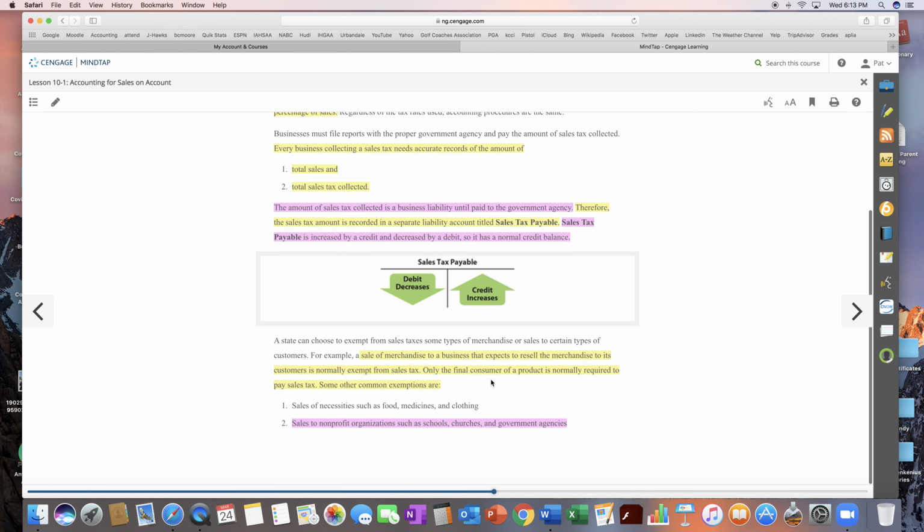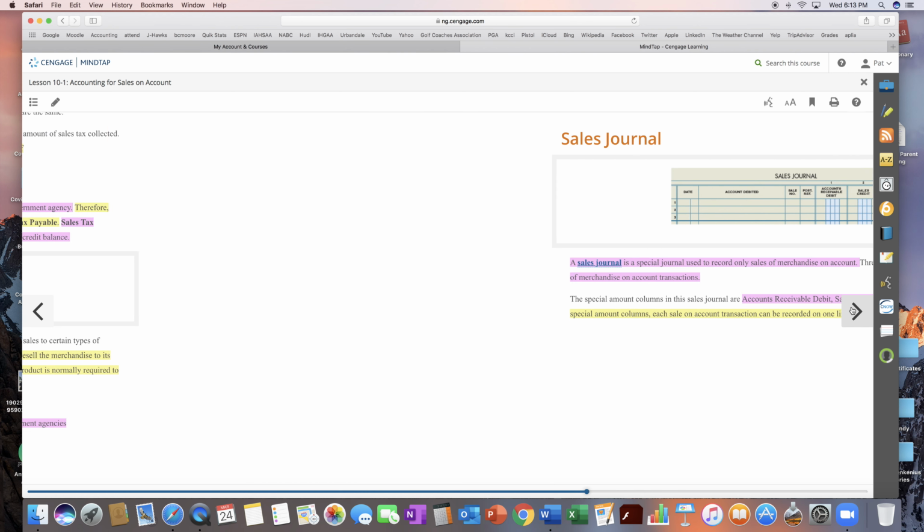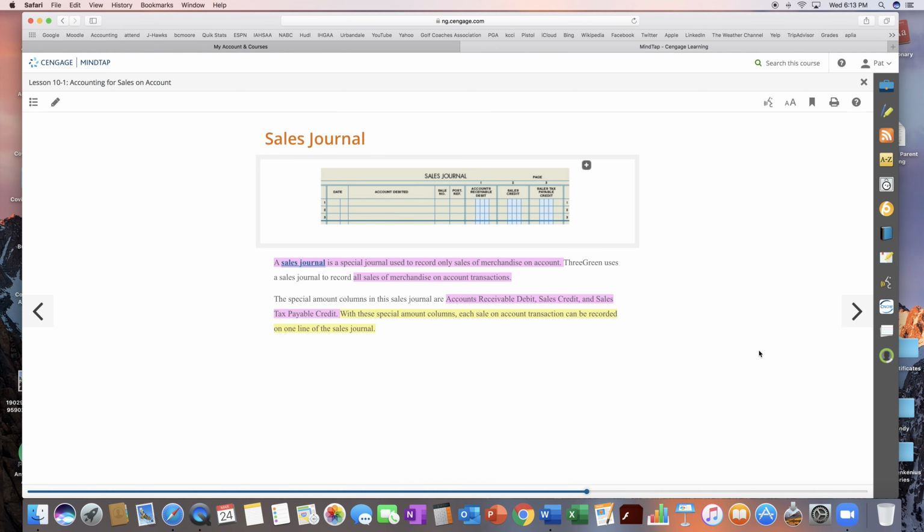One of the things we want to talk about is sales to nonprofit organizations. What we mean by that is churches, schools, a charity organization, or a government agency, which could be a college, maybe a state college, whatever the case may be. Sometimes they will be exempt from paying taxes, meaning they don't have to pay it. Okay.